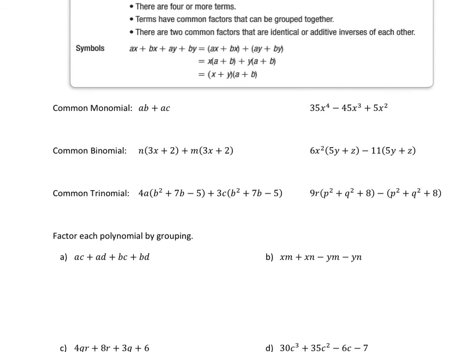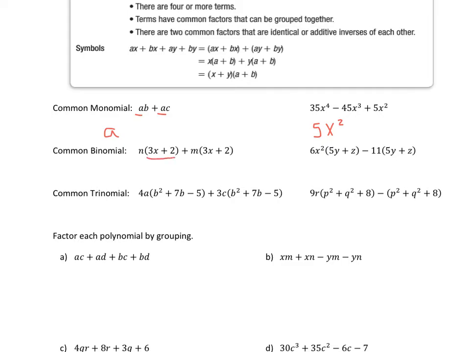So if we take a look here, I've got a couple examples of monomials, binomials, and trinomials. If we look at the 2 terms, AB and AC, we have an A in common. So that would be your common monomial. Over here, 35x to the 4th minus 45x to the 3rd plus 5x squared, they definitely all have x squared, at least, in them. And it looks like I can pull out a factor of 5. So 5x squared would be the common monomial.